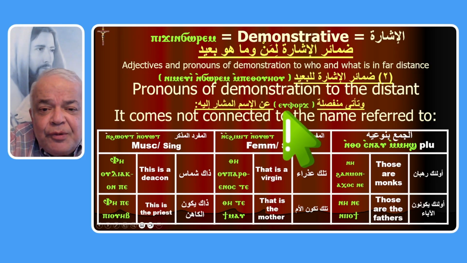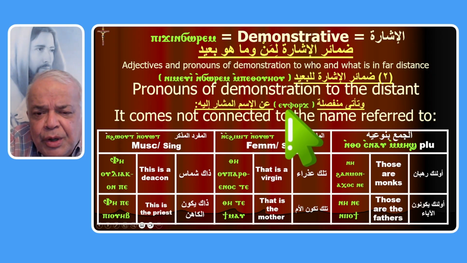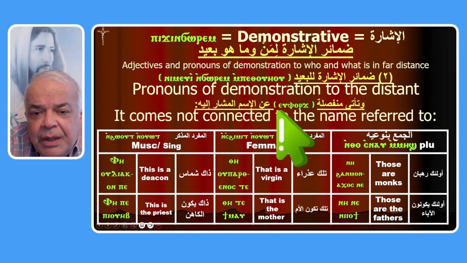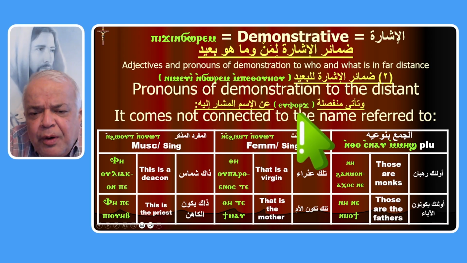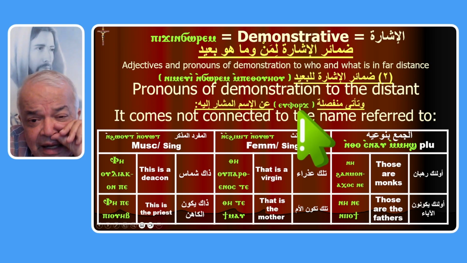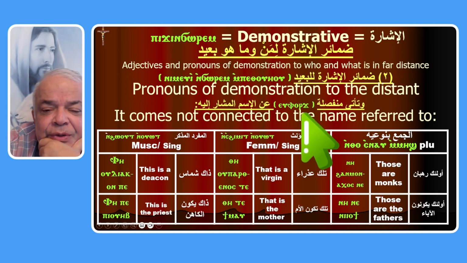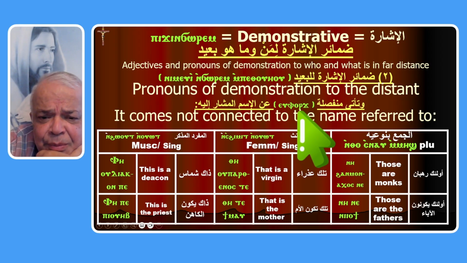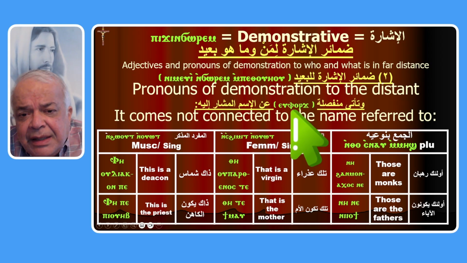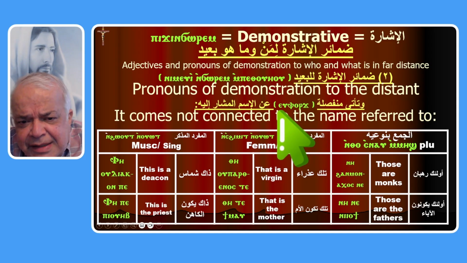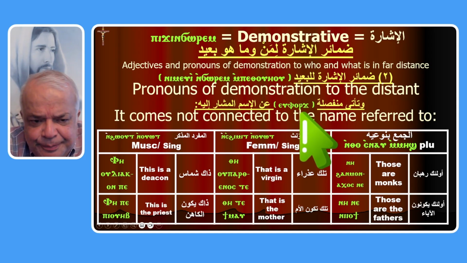The epsilon is for plural third person, or third group of people. So evvorg means we're talking about a group of articles that are not connected to the word they describe or demonstrate, and they stay away as a separate word, as you will see now.